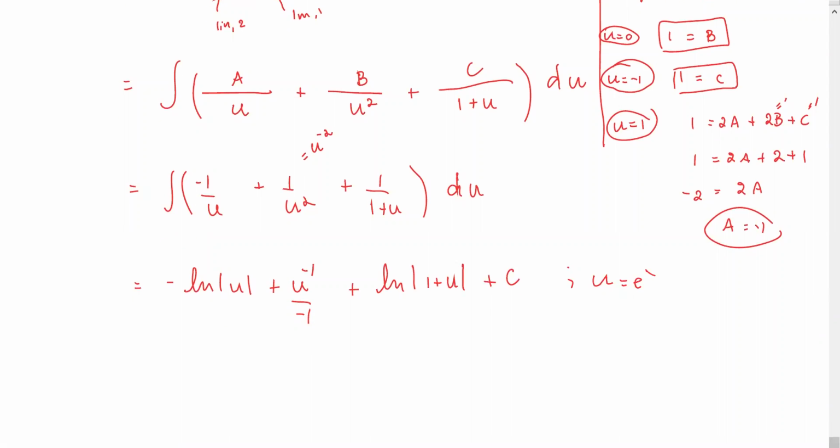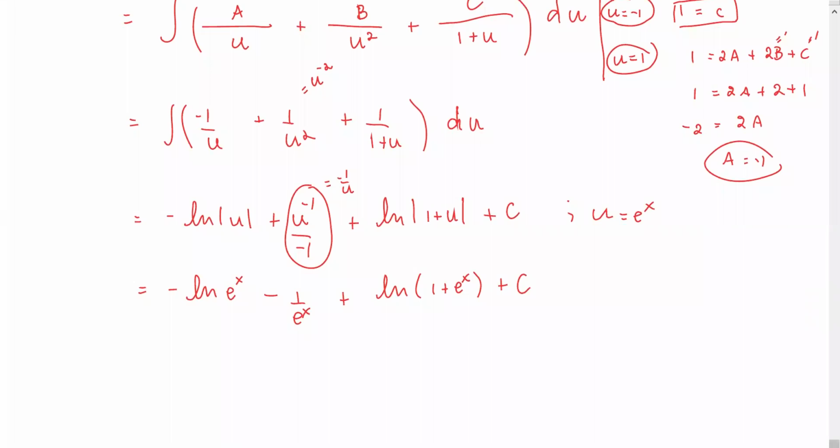Since u is e to the x, we're going to bring it back into the problem. Now we have negative natural log e to the x. E to the x is always positive, we can omit the absolute value. And u to the negative first divided by negative 1 is negative 1 over u. Then we get negative 1 over e to the x plus the natural log of 1 plus e to the x, and then plus c. For the natural log of e to the x, this is x. Simplify one more time. So we have negative x minus 1 over e to the x plus the natural log of 1 plus e to the x plus c.